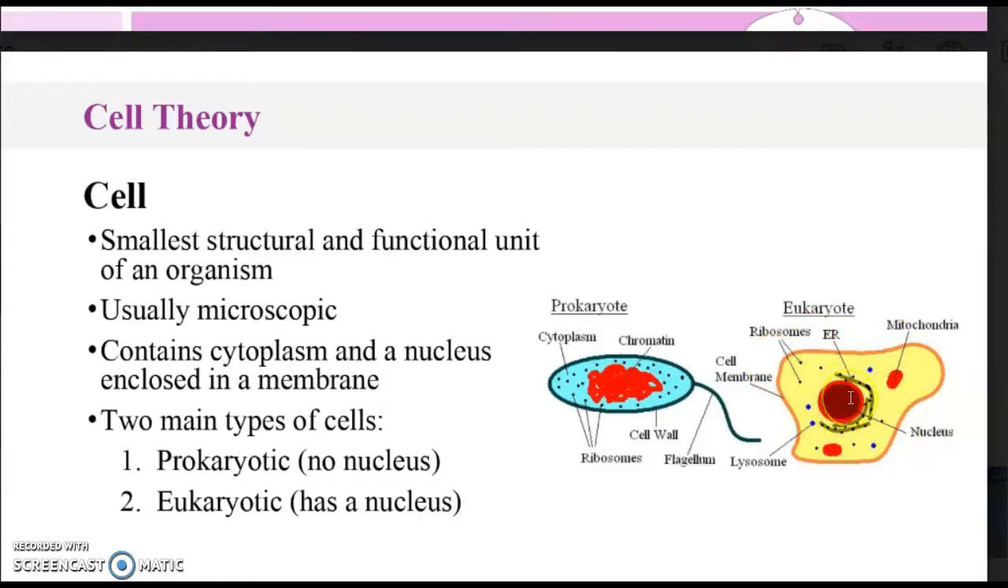In a eukaryotic cell, all of those organelles are membrane bound, and there's a nucleus at the center. A prokaryotic cell, like a bacterial cell, is not going to have membrane bound organelles. It's going to have a very different structure than a eukaryotic cell. So as it says here, two types of cells, prokaryotic and eukaryotic.